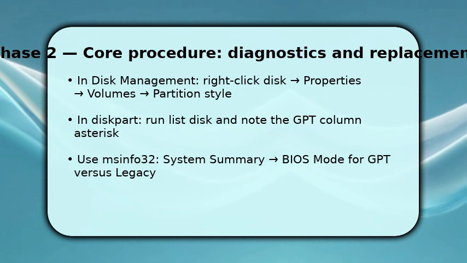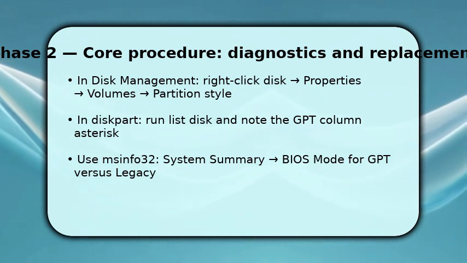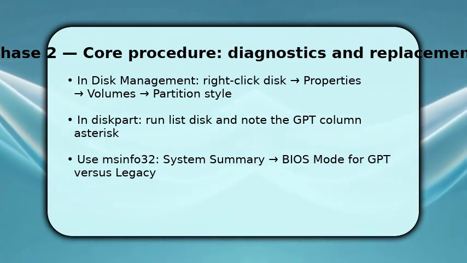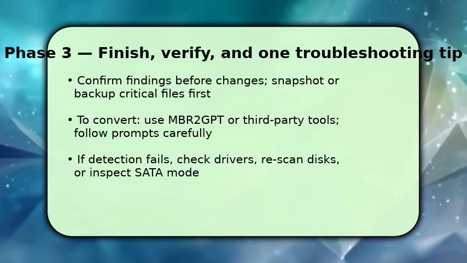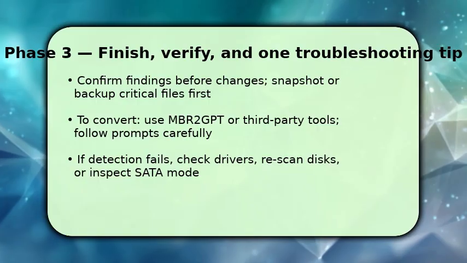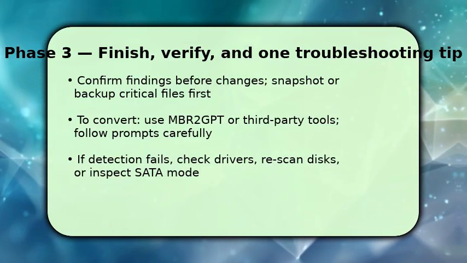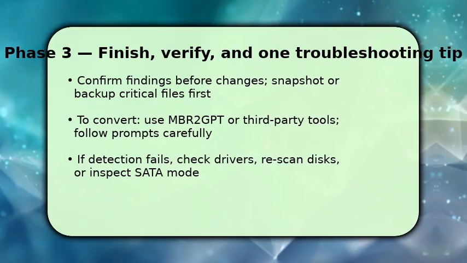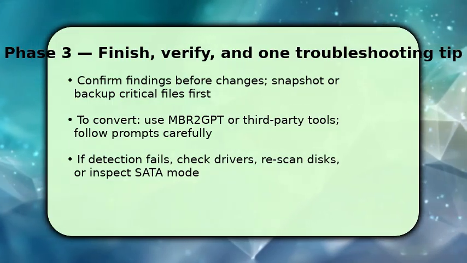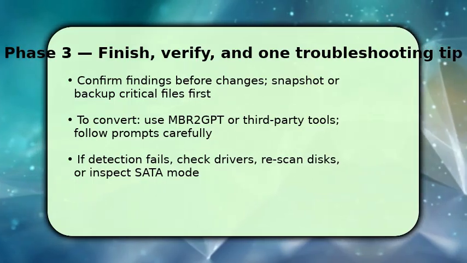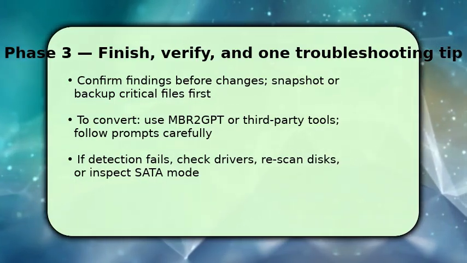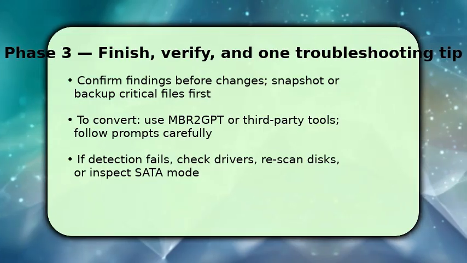You finish by deciding whether to convert or leave the partition style. If converting, use the Windows MBR2GPT tool for system disks or reliable third-party utilities for data disks. Follow prompts and back up first. Once conversion is complete, reboot and verify in Disk Management and msinfo32. If the disk still shows incorrectly, make sure to rescan disks, update storage drivers, and confirm SATA mode in firmware.